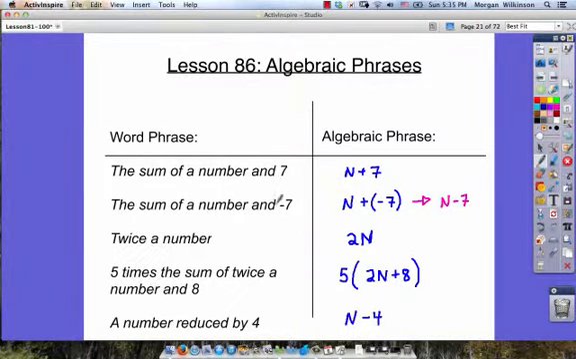When we've got word phrases, we've got to think carefully about key words and how we're going to put them into algebraic phrases. It's also important to think about your order of operations and how you can make your order of operations work within these problems.